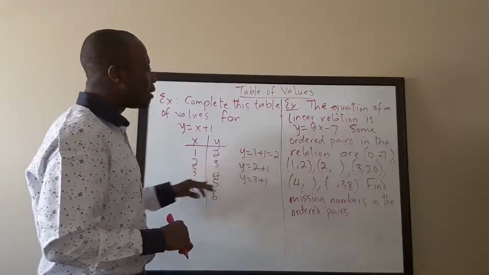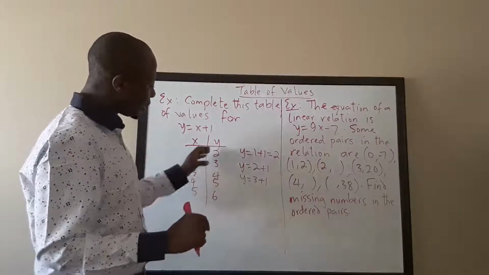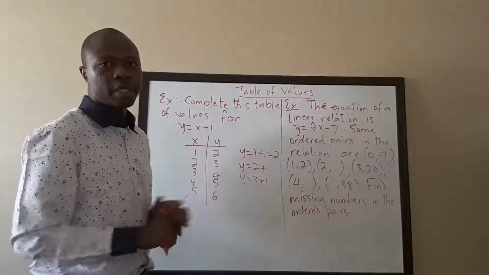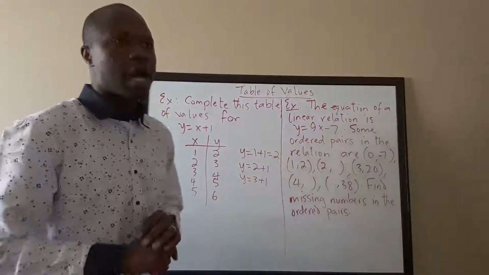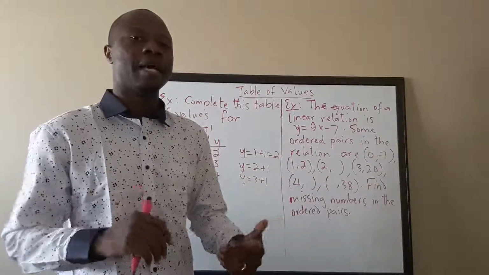So this is a linear relation because this is going up steadily by 1, and this is going up steadily by 1. So similar things are going on. So it is consistent. Because of that, it is linear.